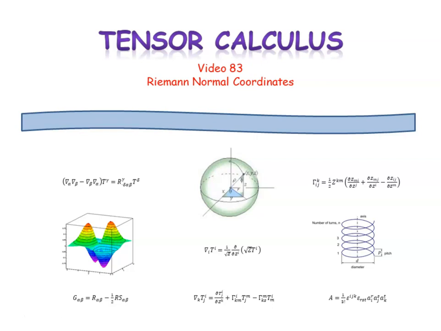This is video 83 in our series on tensor calculus. In this video, we'll introduce the concept of Riemann normal coordinates. Now, we'll first define what they are, and then we'll demonstrate that one of the properties of a manifold, as we've defined it, is that you can always transform to Riemann normal coordinates. In future videos, we'll use Riemann normal coordinates as a convenient tool for analyzing the properties of the Riemann tensor.